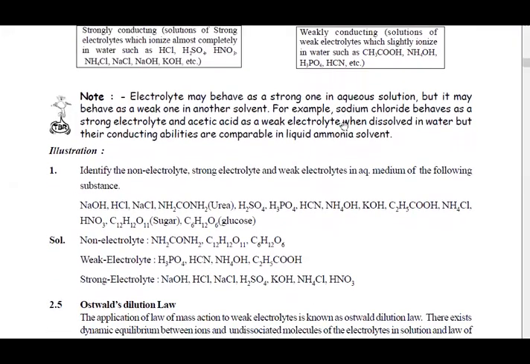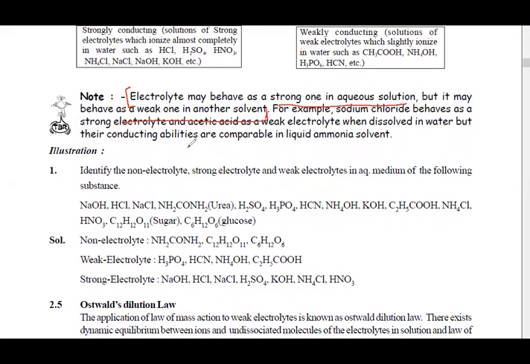So as I just said, when we talk about electrolyte, there are two factors, solute and solvent. Electrolyte is the mixture of both. It is a solution. So obviously the strength of electrolyte depends on the solution too. Means electrolyte may behave as a strong one in aqueous solution, but it may behave as a weak one in other solvent. Got it, everyone?